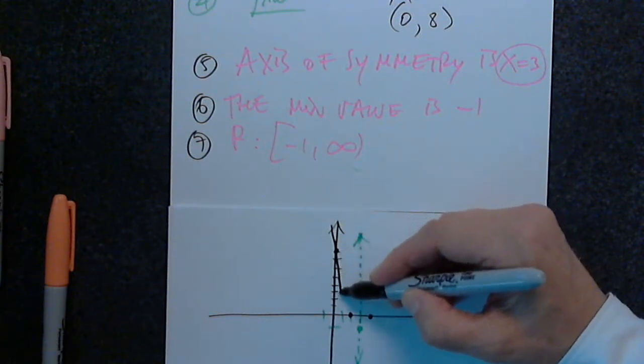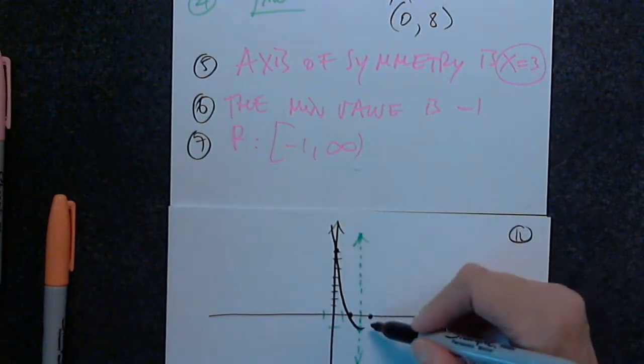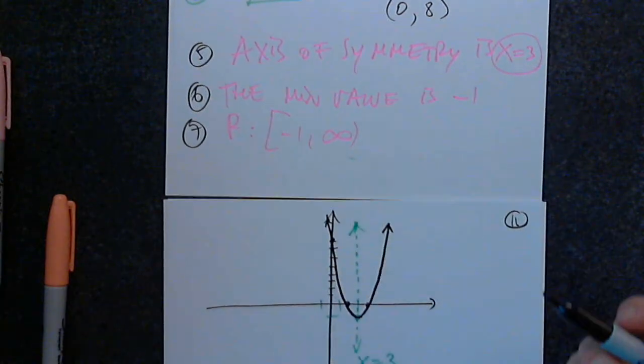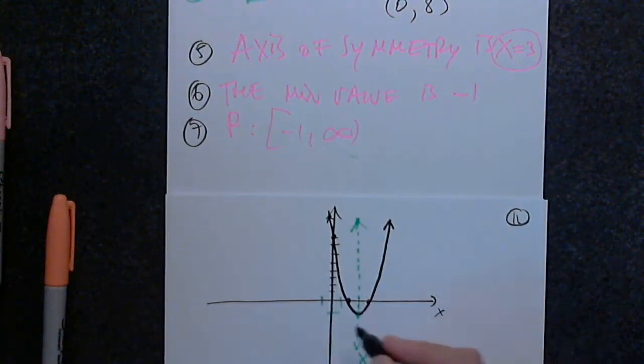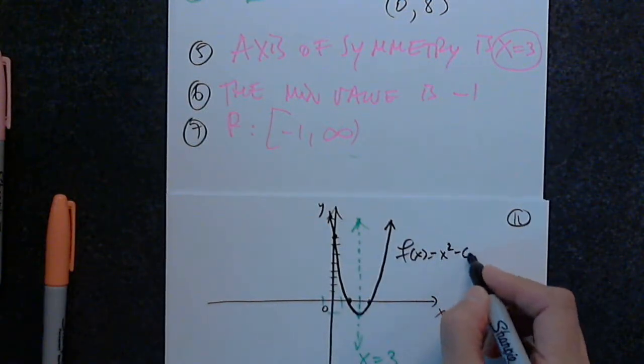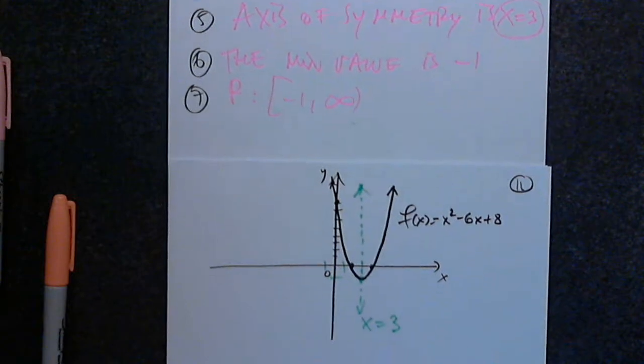Please do not graph it too acute at the vertex, and try to make it as symmetric as possible. Mine is not very good. So this is f of x equals x squared minus 6x plus 8.